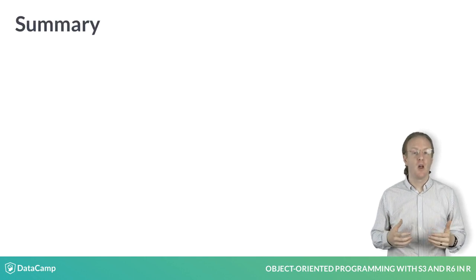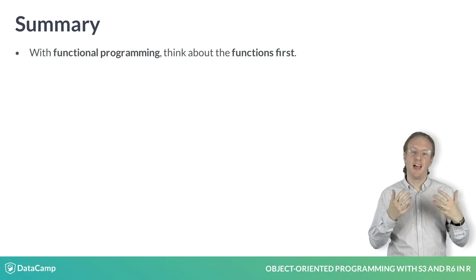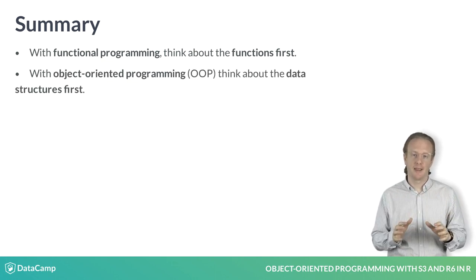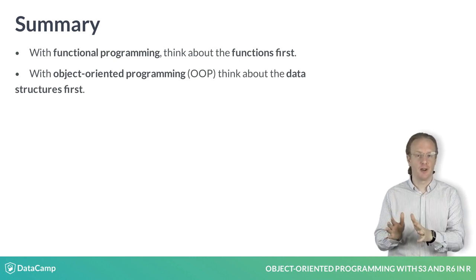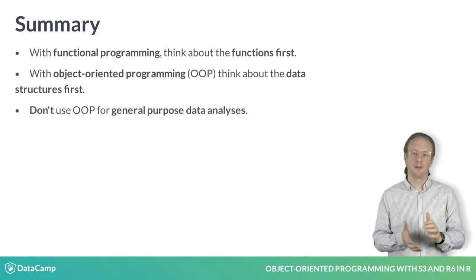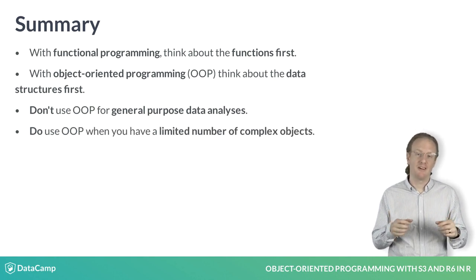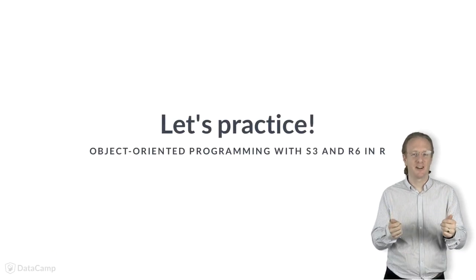To summarize, with functional programming, you think about the functions first and then how you use them on your data. With object-oriented programming, by contrast, you think about the data structures first and then worry about their functionality. For general purpose data analyses, the functional style is more appropriate. An object-oriented style is preferable when you have a limited number of complex objects. Now, let's try some examples.